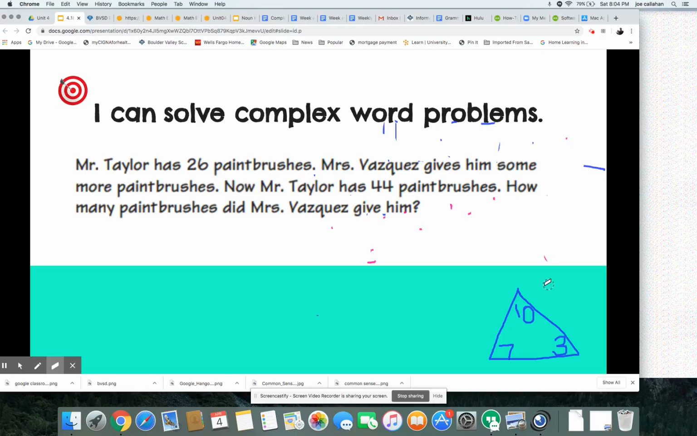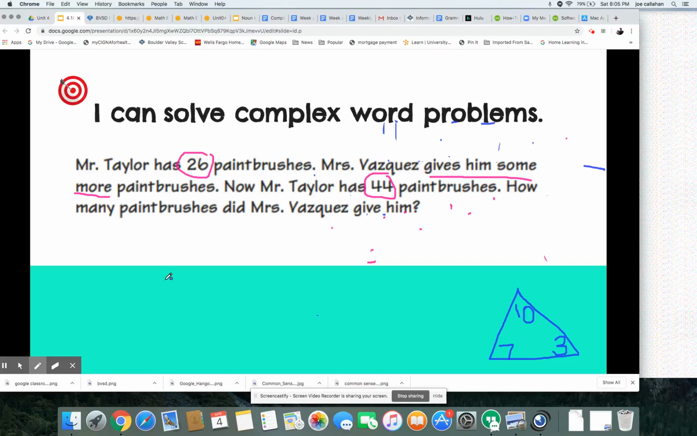All right, Mr. Taylor has 26 paintbrushes. Mrs. Vasquez gives him some more paintbrushes. Now Mr. Taylor has 44 paintbrushes. How many paintbrushes did Mrs. Vasquez give him? I know that the key numbers we have so far are 26 and 44. Mr. Taylor already has 26. Mrs. Vasquez gives him some more.